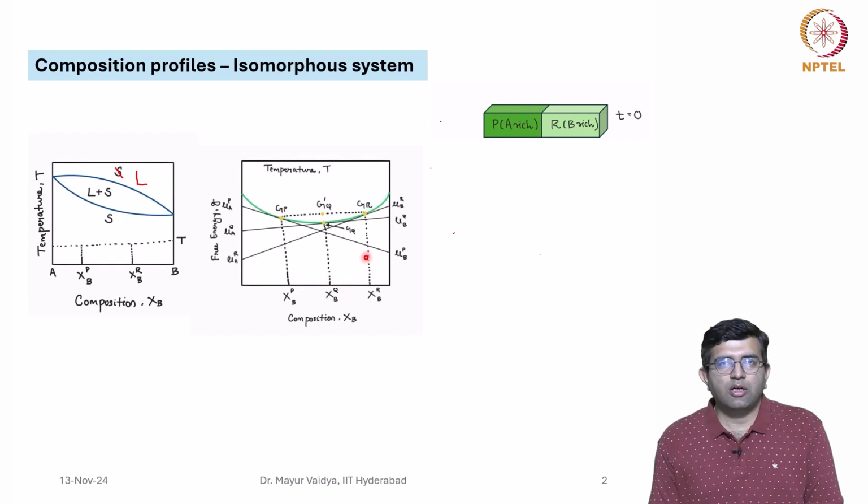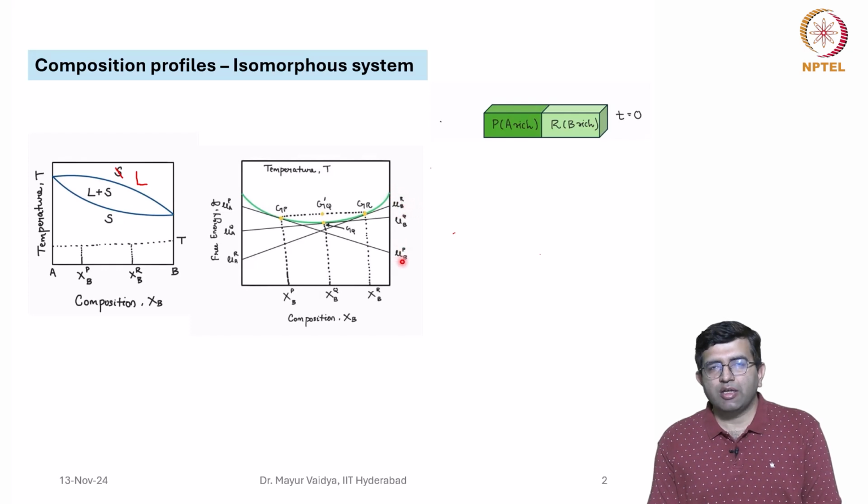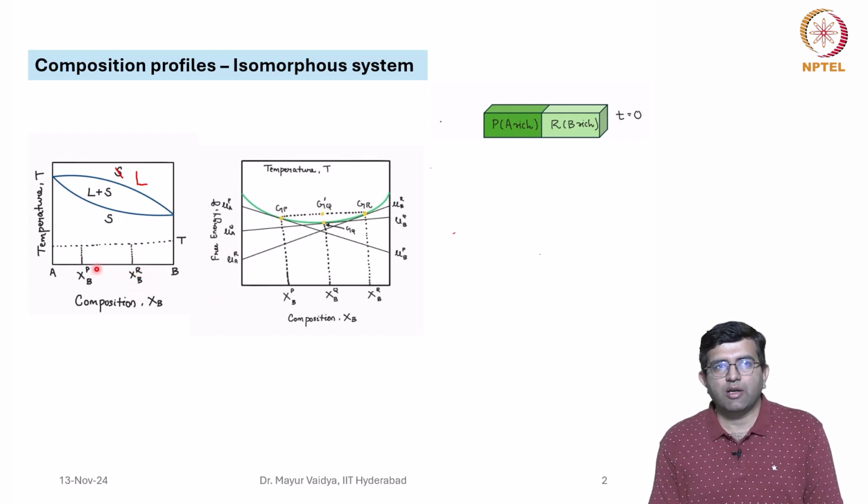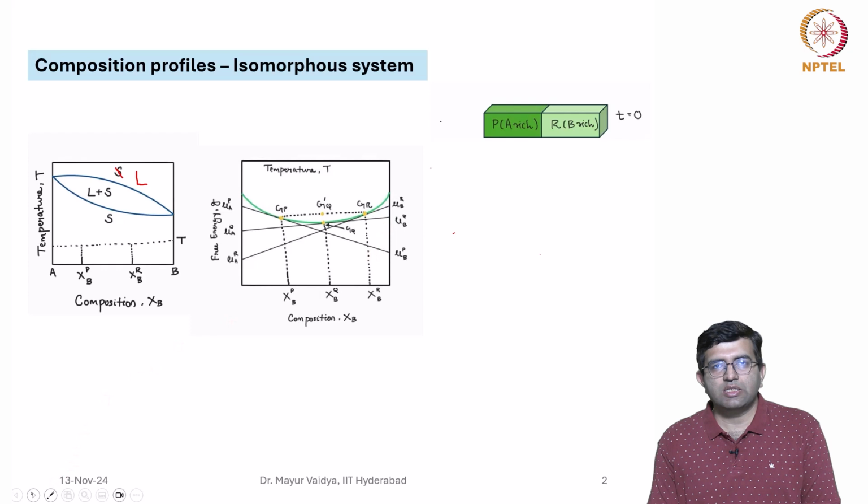As we discussed in the first lecture of this week, the chemical potential gradient is the one which drives the interdiffusion process. You can clearly see that mu B in R is greater than mu B in P, and mu A in P is greater than mu A in R, which in this case also coincides with the concentration gradient. That is, the concentration of B is higher in R and lower in P. Therefore, based on the chemical potential differences, we can say that diffusion will happen.